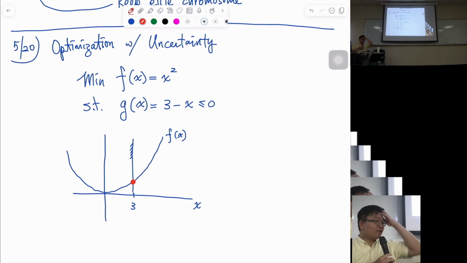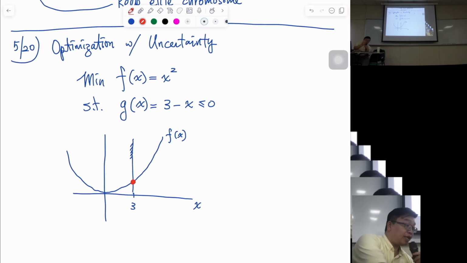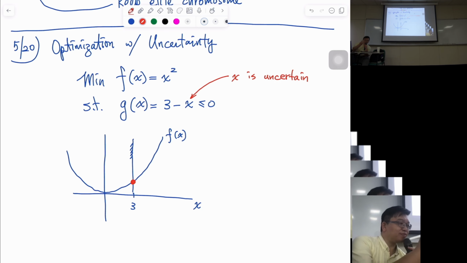However, and this happens in reality, if I now tell you x is uncertain, what does it mean by uncertain? There will be unexpected or expected variance in the value of x. And sometimes we can describe this kind of uncertain behavior by a distribution. So let's say x is normally distributed.